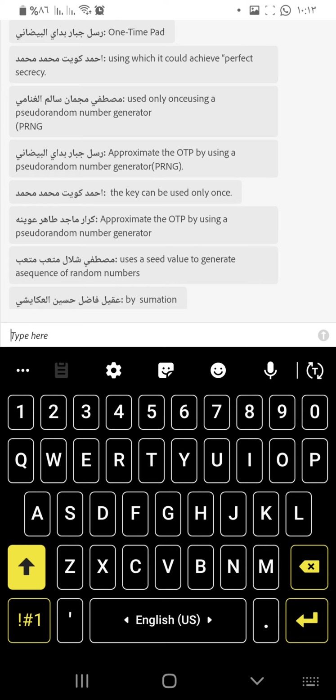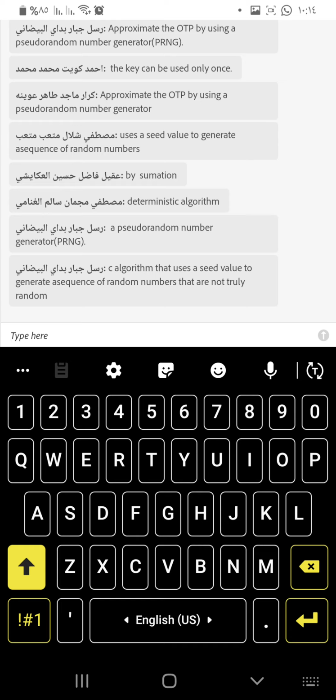What is the main difference between public key cryptography and symmetric key cryptography? Any answer? Okay, I will tell you.